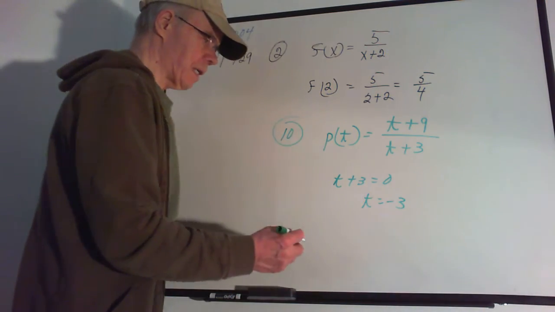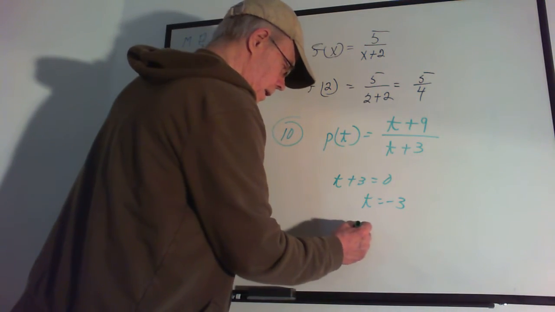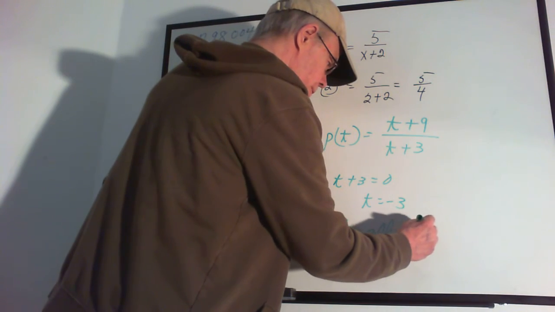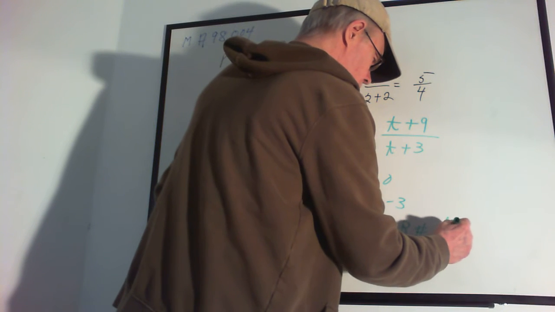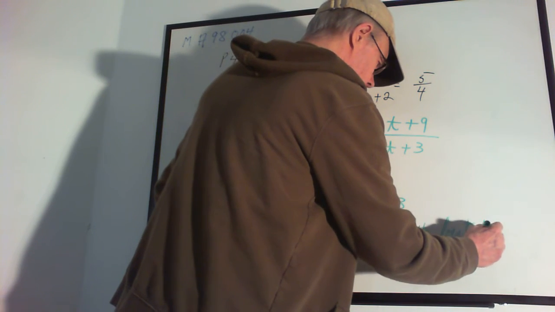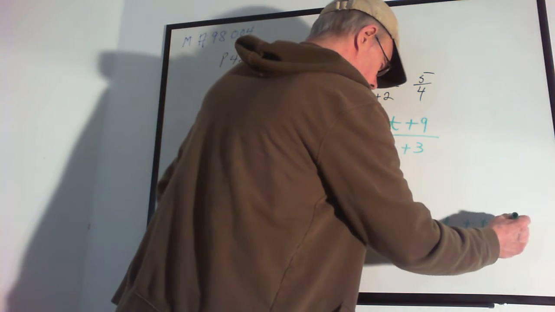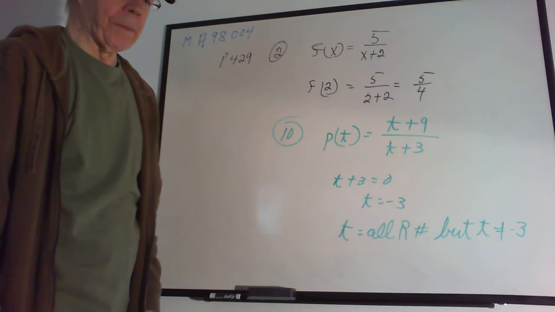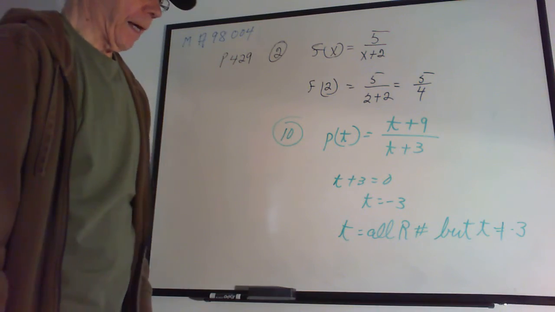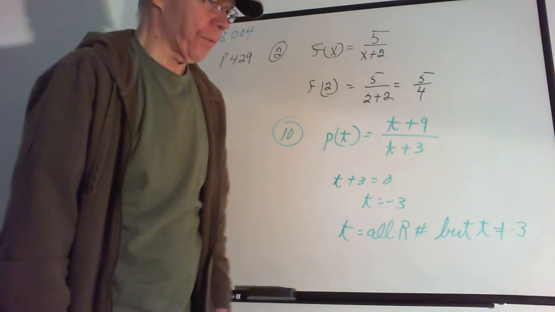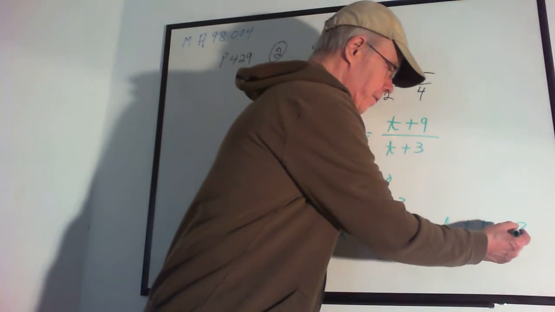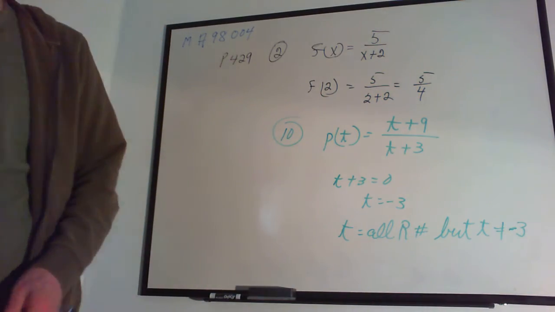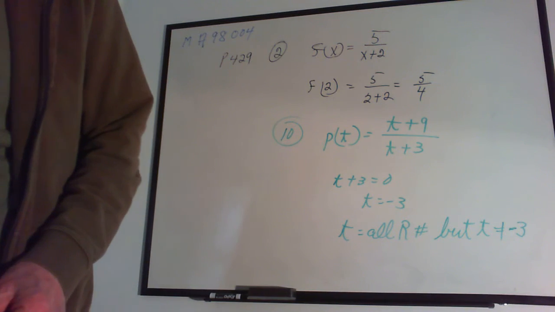All right, so t equals all real numbers, but t cannot equal negative 3 because that will make that 0. This is the best notation you can get. T doesn't equal negative 3. Make that negative sign a little bit bigger. All right, try number 12.